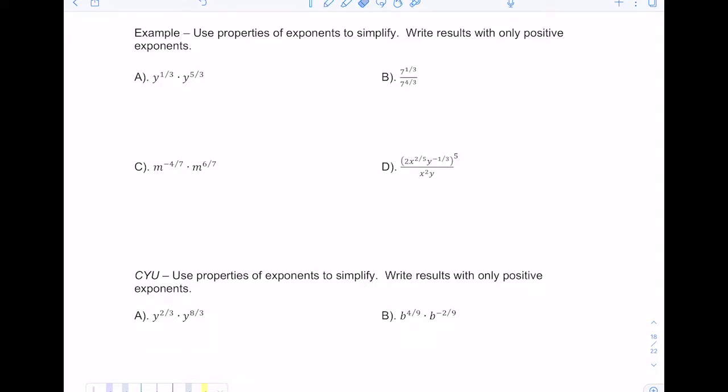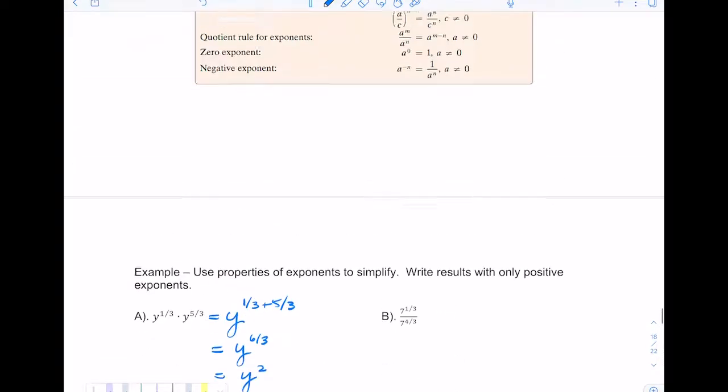Okay, so when I multiply and I have like bases, so the y's are called the bases, and then 1/3 and 5/3 are your exponents. When you multiply like bases, we add exponents. So this is really just y to the 1/3 plus 5/3. And 1/3 plus 5/3 have the same denominator, so I'm just going to add the numerators. 1 plus 5 is 6, and 6/3 is 2. So that would just simplify to y squared.